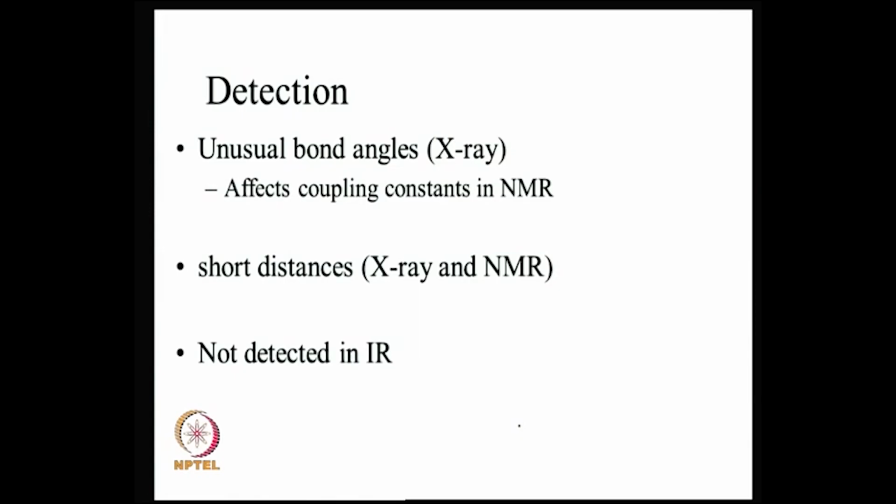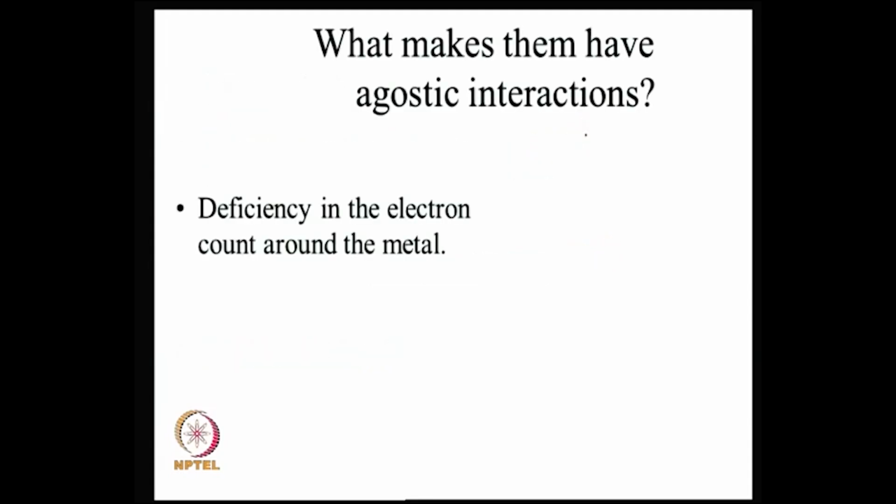So, short distances between the metal and the hydrogen can be responsible for, or can be used as evidence for, these weak interactions. You also have NMR. In NMR, this weak interaction can cause a different chemical shift, and if you have a crystal structure, you can see that the MH distance is shorter than what you would expect.